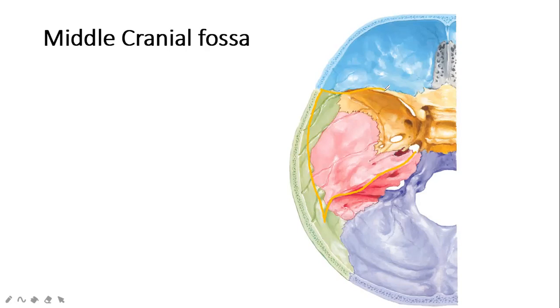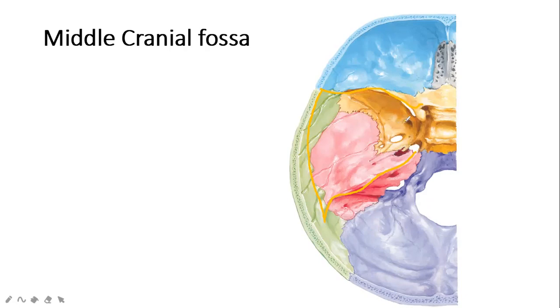Clinically, the middle cranial fossa is so important. Why? Because this is the weakest fossa. It has many perforations and openings compared to the other fossas. So this one is easily fractured, the middle cranial fossa. That's very important. And which foramina do we find in here?